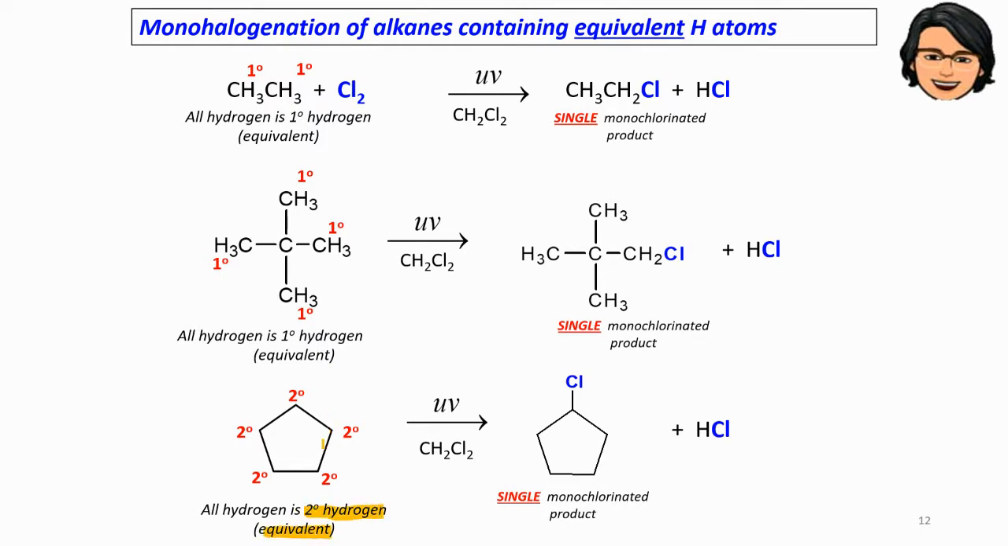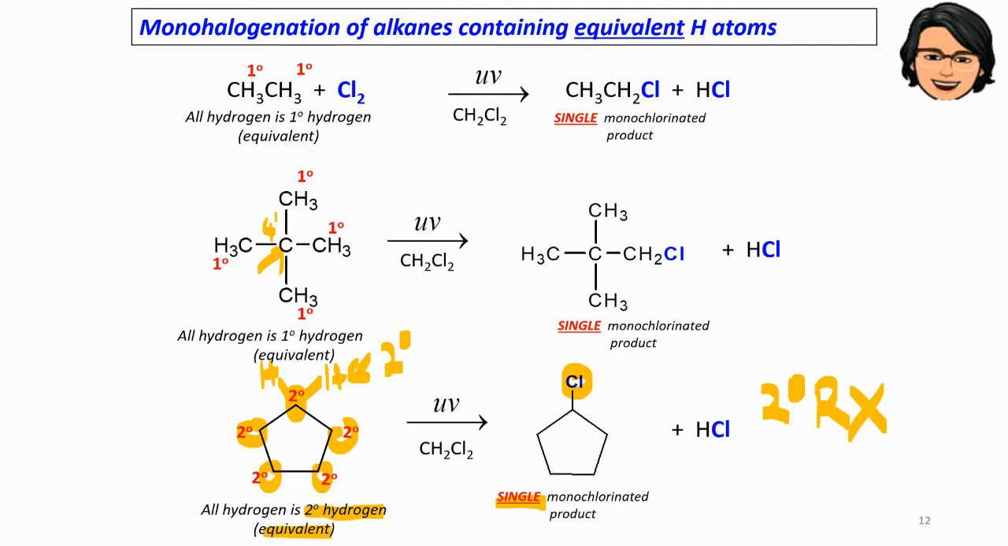For example, when we look at cyclopentane, there are 2 hydrogens on each carbon, so we know that it is a secondary carbon. All of the carbons are secondary carbons, thus the hydrogen is also a secondary hydrogen. So when it is substituted by chlorine, it only gives a single monochlorinated product. It means that the product formed is a secondary haloalkane.